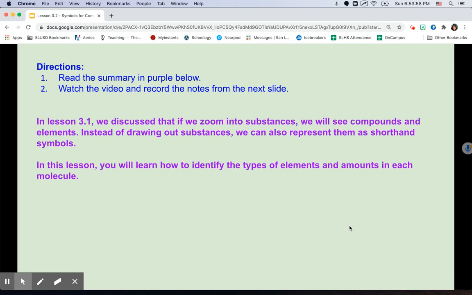Hello, in lesson 3.1, we talked about how different mixtures can be broken down into substances or compounds and then further down into their elements. In this lesson, we're going to clarify the definition between a molecule and a compound, and we're going to talk about how we can represent molecules in a written formula, just to make it easier for ourselves to draw different types of molecules or compounds.